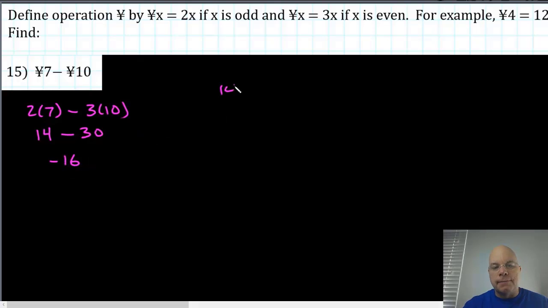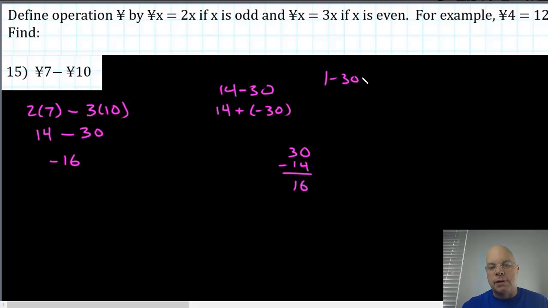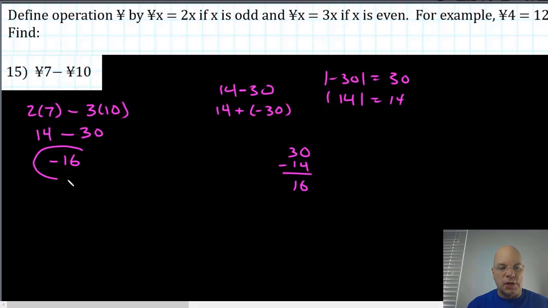14 minus 30, subtracting is the same as adding the opposite, so it's the same as 14 plus negative 30. You could do 30 minus 14 to get the 16, and then just realize it's negative because negative 30 has a greater absolute value than 14. So we would have a negative sum, or, well, difference as it's written here.